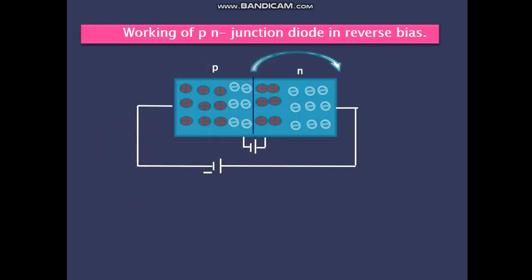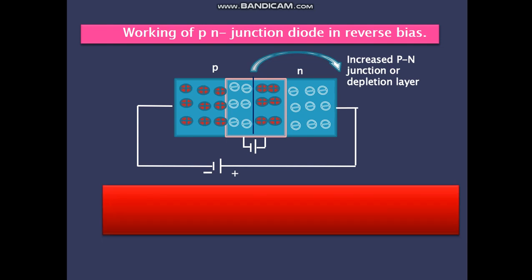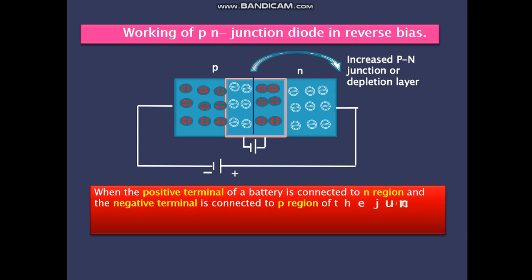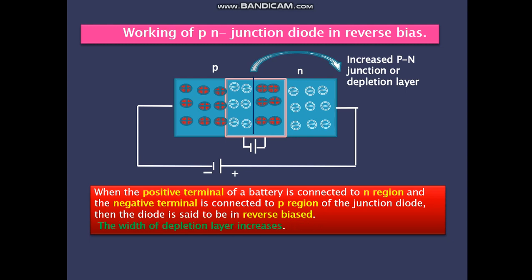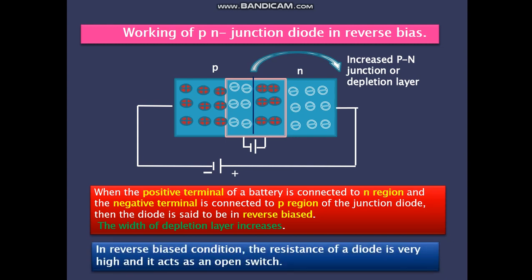Now the working of the p-n junction diode when it is reverse biased. As you can see in the diagram, P is connected to the negative terminal and N is connected to the positive terminal. You have an increased p-n junction or depletion layer. So, when the positive terminal of the battery is connected to the N region and the negative terminal is connected to the P region of the junction diode, then the diode is reverse biased. The width of the depletion layer increases. In the reverse bias condition, the resistance of a diode is very high and it acts as an open switch.